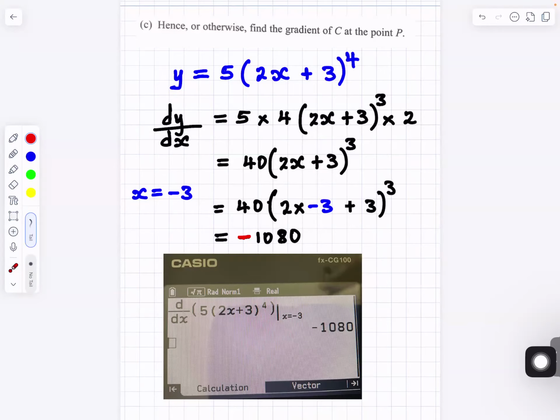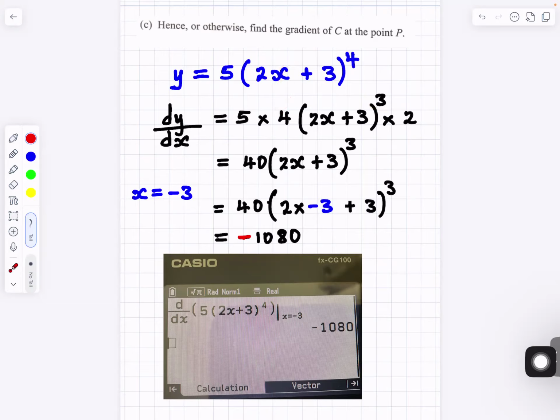You say, hence or otherwise, find the gradient of C at the point P. To find the gradient, you differentiate dy over dx and substitute the number minus 3 to work out the gradient. So when you differentiate this function, you can use the chain rule. Or you just take the power 4 to the front and multiply, then subtract 1 from the 4, you get 3.